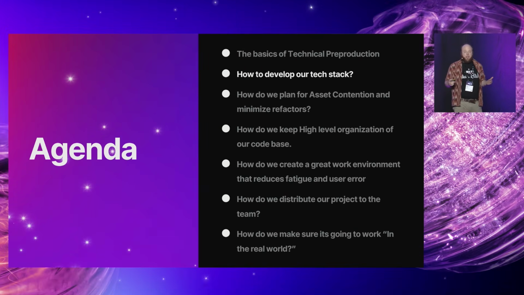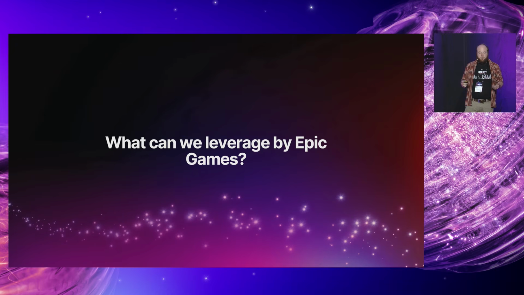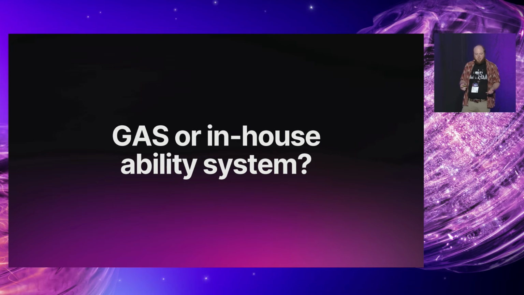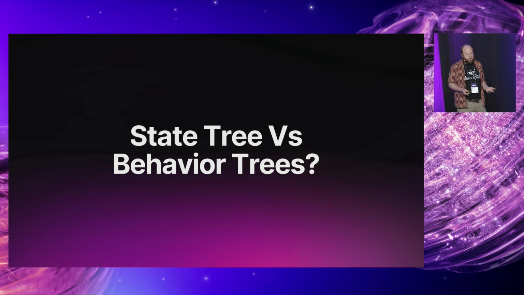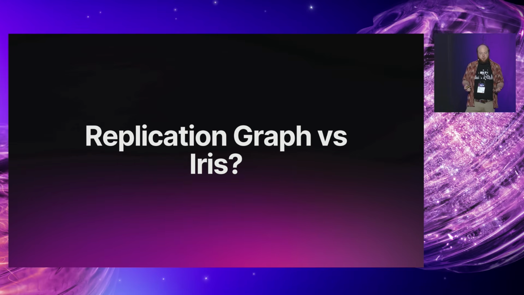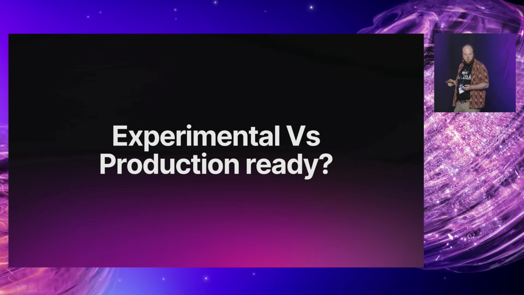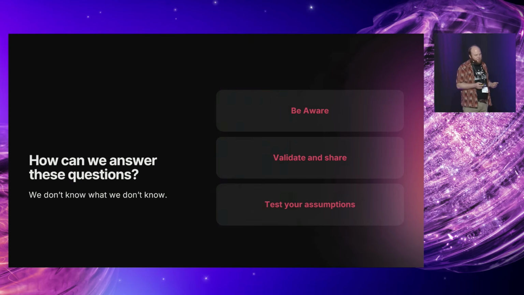Next, let's talk about developing our tech stack. In other words, how can we leverage technology from Epic Games? For example, are we planning to use the Game Playability system or an in-house ability system? Are we going to use State Tree or are we going to use Behavior Trees? Are we going to use Replication Graph or Iris? I love this one. Are we going to use an experimental feature or a production ready feature?